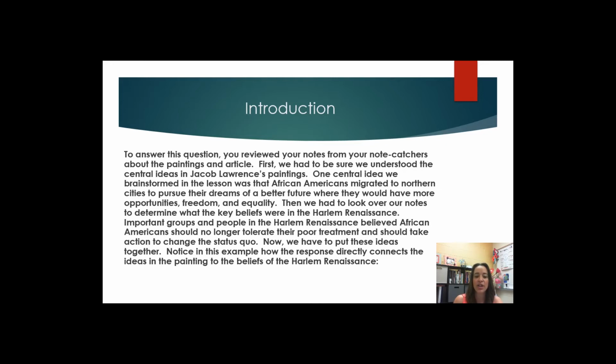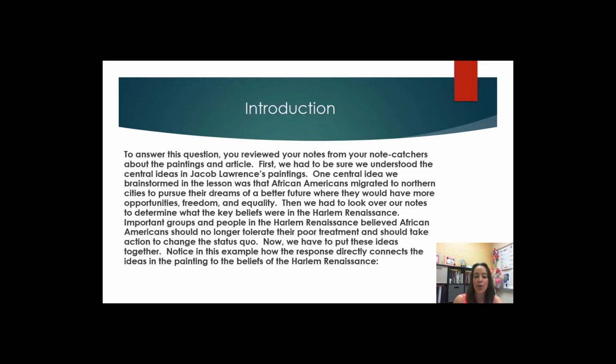First, we had to be sure we understood the central ideas in Jacob Lawrence's paintings. One central idea we brainstormed in the lesson was that African Americans migrated to northern cities to pursue their dreams of a better future where they would have more opportunities, freedom, and equality. Then we had to look over our notes to determine what the key beliefs were in the Harlem Renaissance. Important groups and people in the Harlem Renaissance believed African Americans should no longer tolerate their poor treatment and should take action to change the status quo. Now we have to put these ideas together.